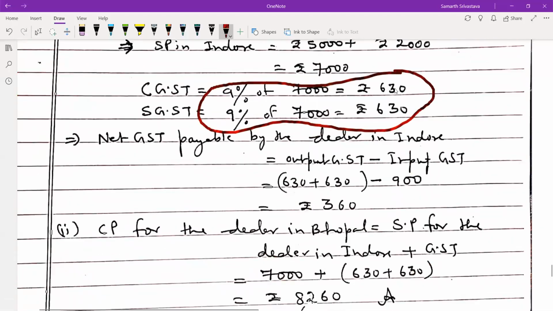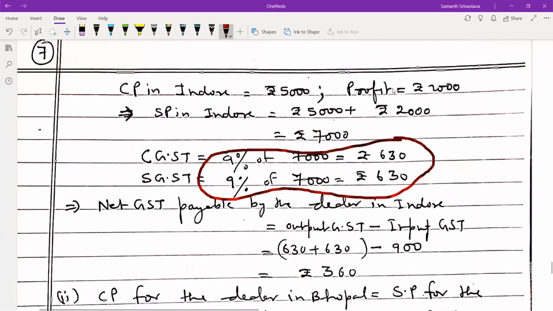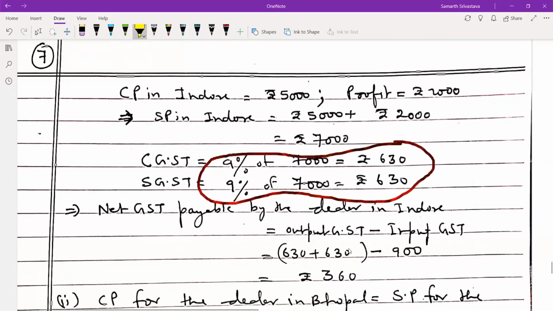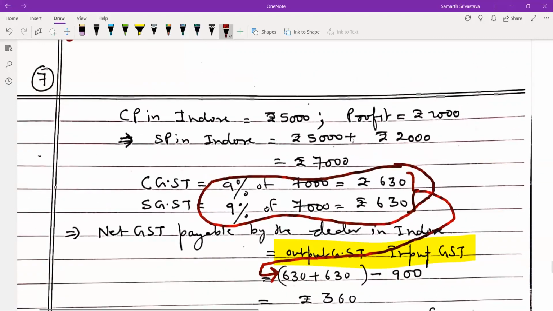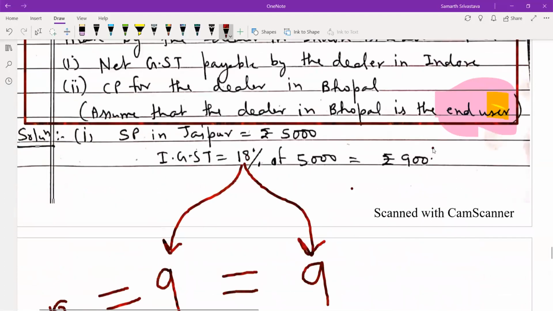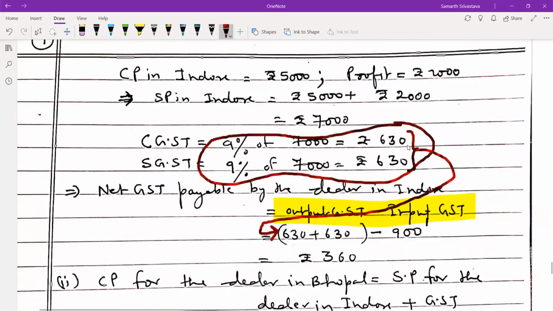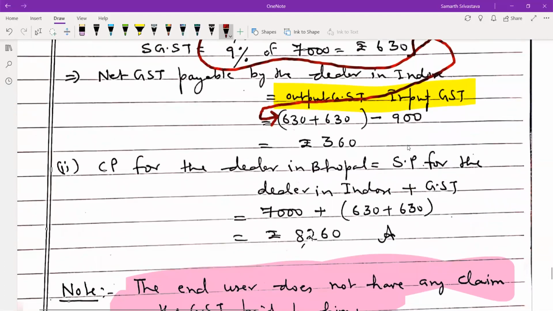So net GST paid by the dealer in Indore is equal to output GST minus input GST. And output GST will be what? 630 plus 630, that is CGST plus SGST. And what was the input GST? Input GST will be rupees 900, because it was the case of inter-state. So now over here it will be 630 plus 630 minus 900, that will give you rupees 360.